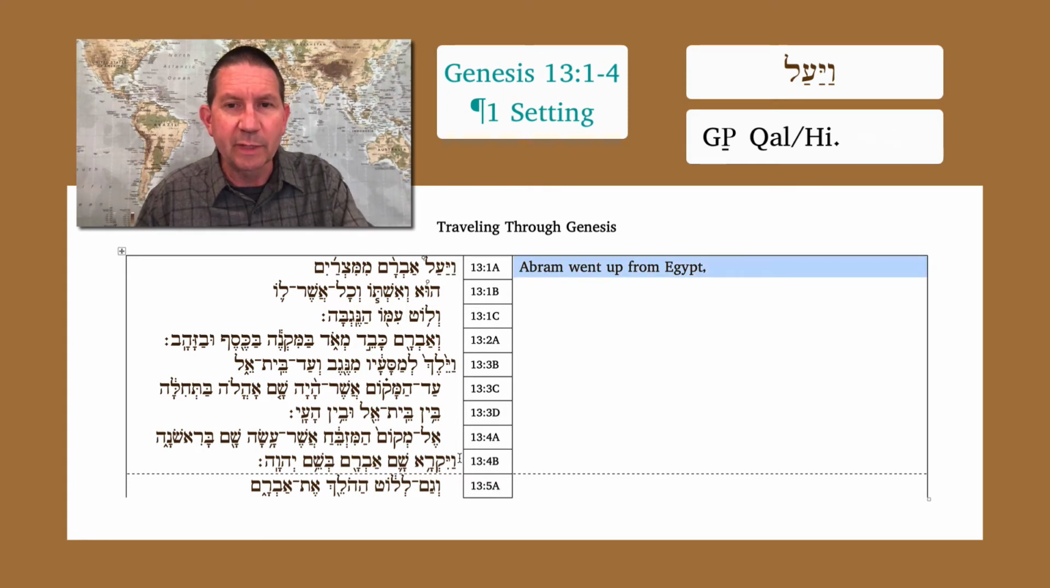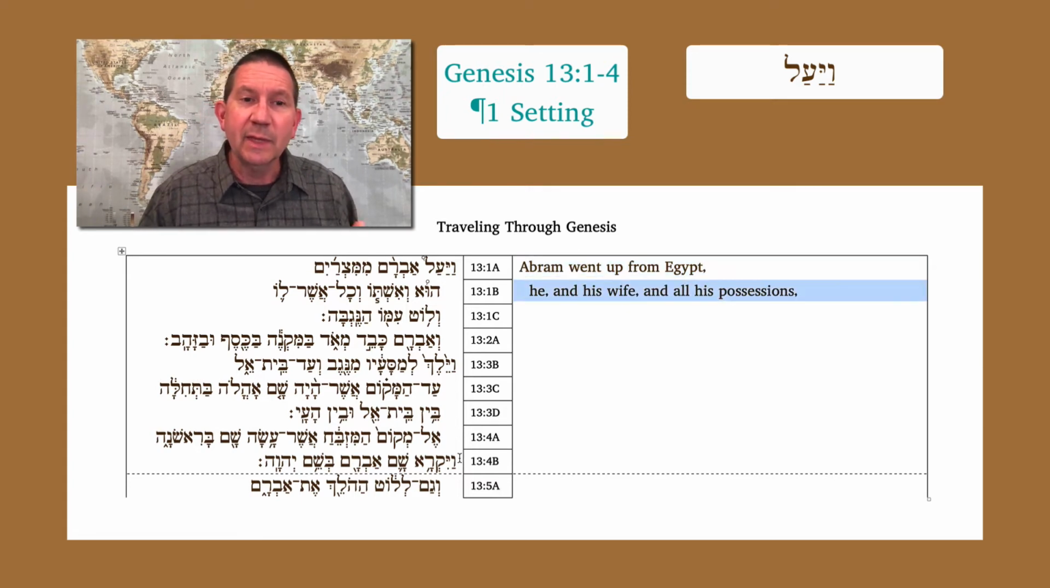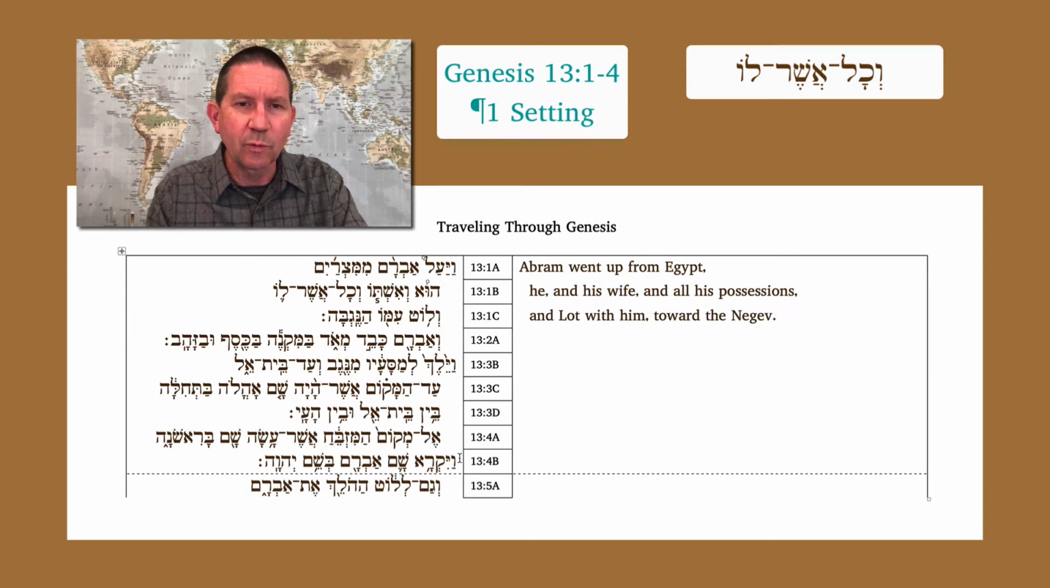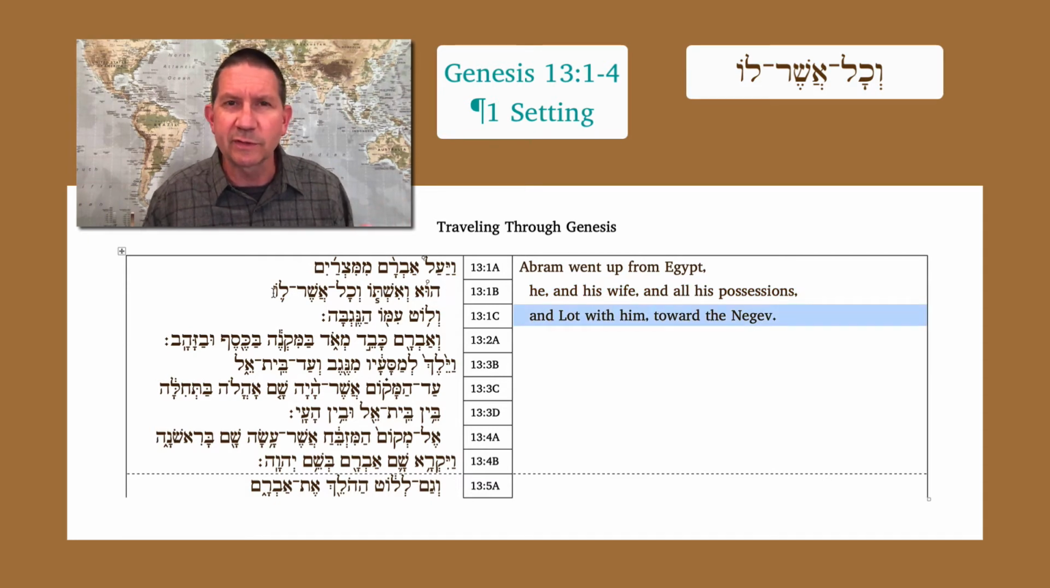Abram went up from Egypt, he and his wife, and everything which belonged to him is what the Hebrew has. So all his possessions. And then it says, v'lot imo, and Lot with him. So what we have in the second line, these nouns are all listed as part of the subject of the verb. The verb only has to agree with the first listed subject, so it doesn't have to be plural. But it says, and Lot with him.